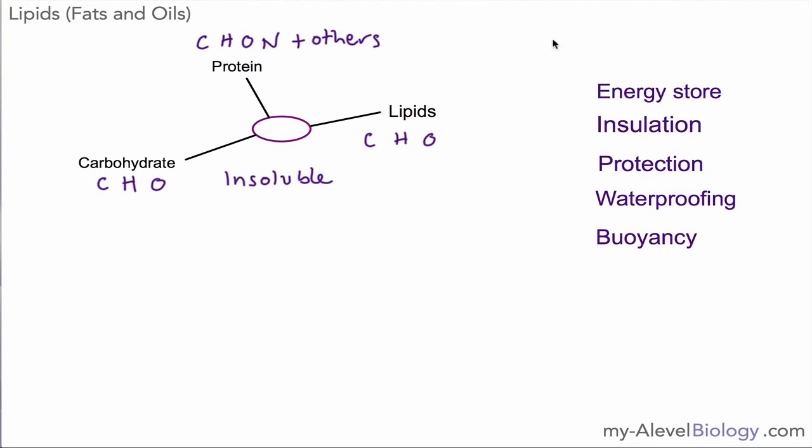But that's not all they do. We have other roles for lipids as well. They act as an energy store, as we just said. They are also there for insulation. Some types of animal have more insulation than others. For example, whales will have a much thicker layer of fat below the skin for insulation compared to animals that live in a warmer environment.